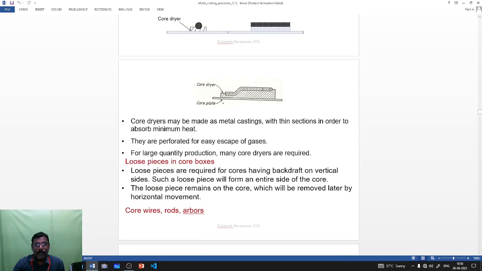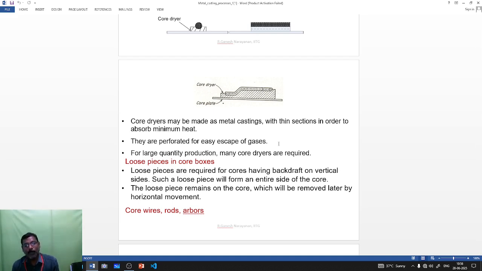Core dryers may also be made of metal casting within this section in order to absorb minimum heat. They are preferred for easy escape of gases and air. For large quantity production, many core dryers are required.